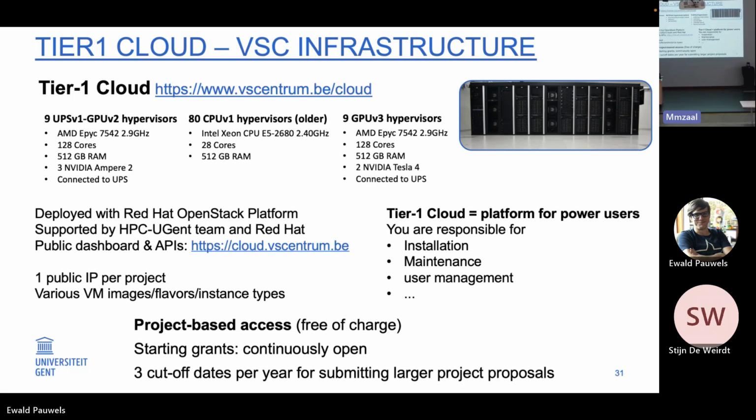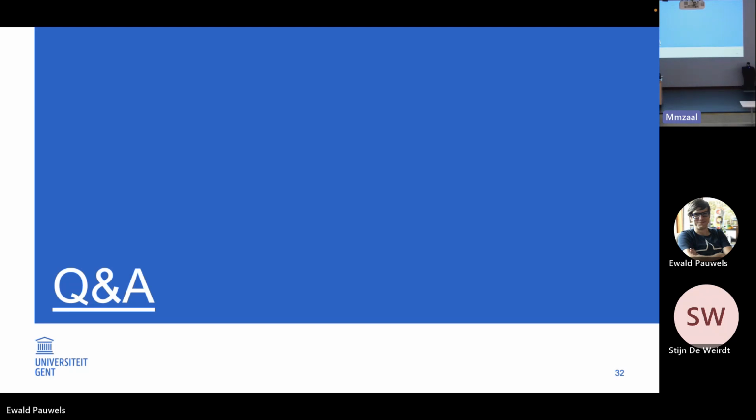Try out this platform. It's there for power users, so it's more niche, but it's project-based, so it's free of charge. Starting grants are continuously open. The acceptance rate is 99.99999%, and you can even submit larger projects, and we're happy to help you with that. But please remember, first portal, please. Try out the portal. If that doesn't work, we can try it. And I would be really happy to hear from you. Are there certain things you're worried about, questions, shortcomings you see?